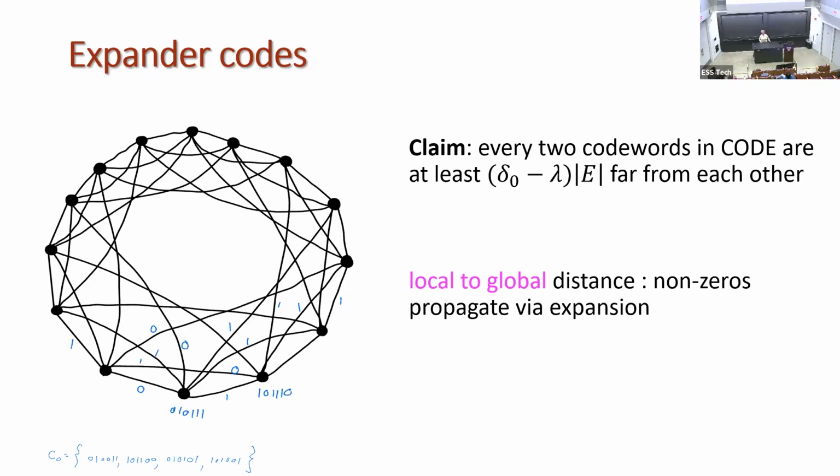Say again the question? Oh, yes, thank you. Sorry, I didn't say anything about lambda. The formal statement is exactly this. Lambda is the second largest eigenvalue normalized, divided by d. And this is the exact statement. If the small code had distance delta naught, the new code will have distance at least delta naught minus lambda. And it's really very simple to prove if you feel comfortable with eigenvalues.